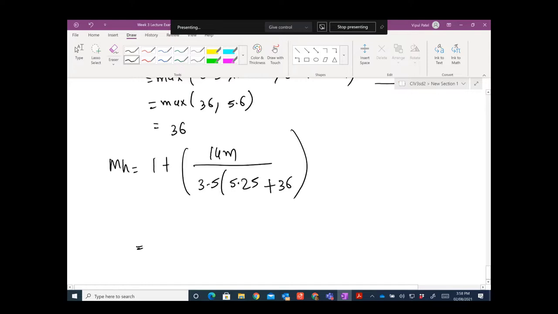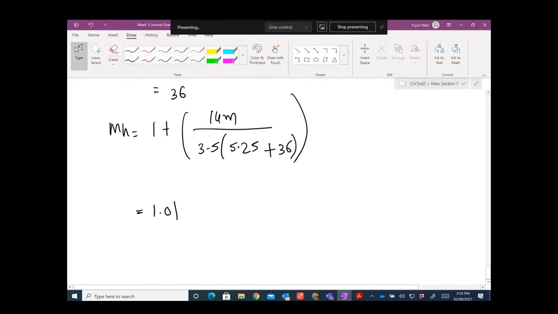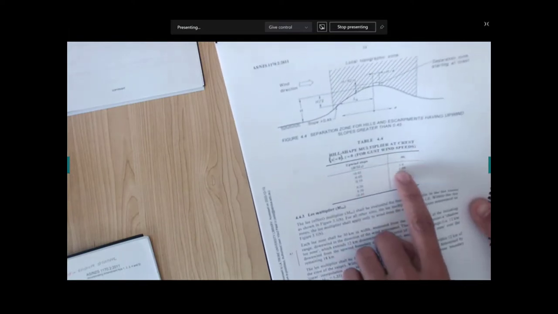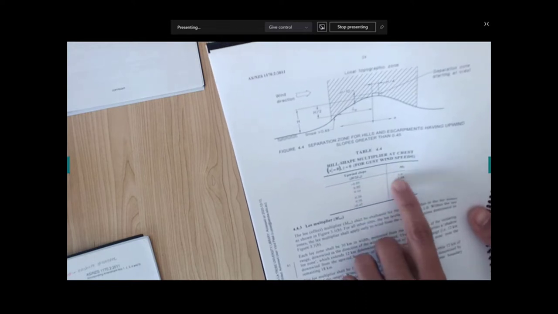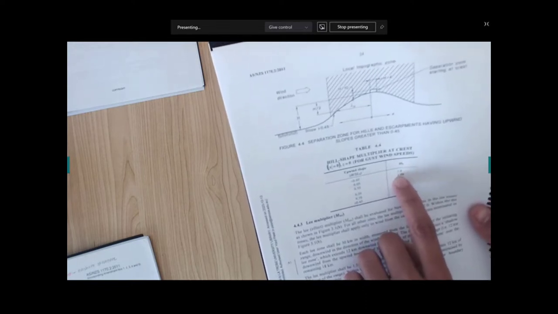Let me quickly check whether that is right. 3.5 times (5.25 plus 36), 14 divided by that, plus 1, so 1.01. So that is MH, and we need to calculate MLE as well. MLE is on this page. So Z equals zero, upwind 0.07. So it would be 0.07, which would be less than 1.01.